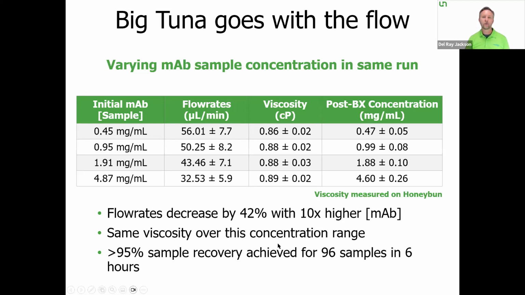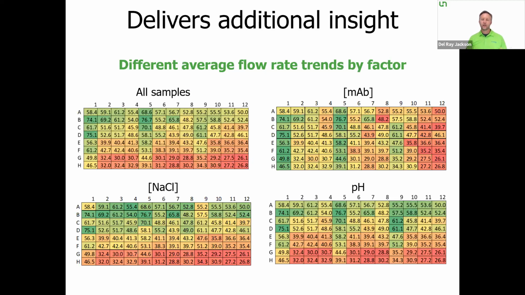But one cool thing is, regardless of the other takeaways for this, that for each of these sample concentrations, all 96 samples, greater than 95% recovery was achieved in about 6 hours time. And so we talked about getting data early, and typically, where Big Tuna is used in the drug discovery process in phase 1, it's early on, you're screening a lot of conditions or a lot of different potential candidates. And here's an example of the data that you get that you don't get with those other techniques.